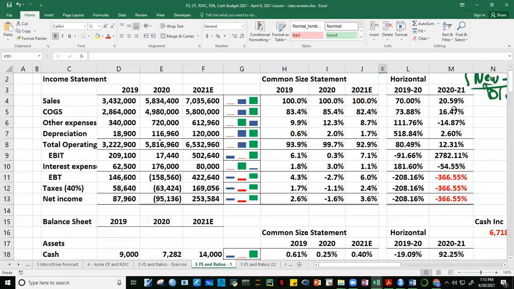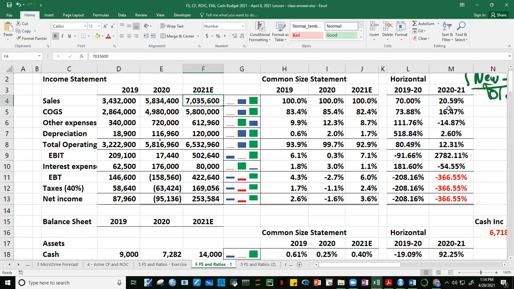And then we have your horizontal analysis, which is just getting the growth rate, how this particular account has changed over time across two periods, for example. So, for example, in this case, sales increased from 343 to 5834, which means there was a 70% increase in sales from 2019 to 2020. However, the increase dropped to 20.59% from 2020 to 2021. Okay, with this, guys, you can already see a story out of this.